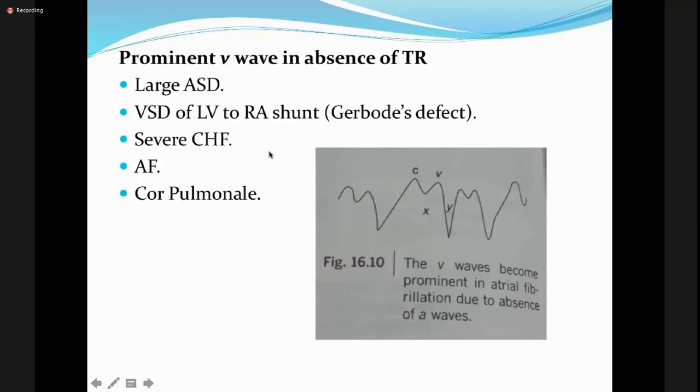Other conditions besides tricuspid regurgitation are large ASD, VSD of LV to RA shunt, that is Gerbode defect, severe congestive heart failure, atrial fibrillation, and cor pulmonale. In all these cases, we find a prominent V wave besides tricuspid regurgitation. Now you tell me why in case of atrial fibrillation there is a prominent V wave. Due to loss of effective atrial contraction, madam.